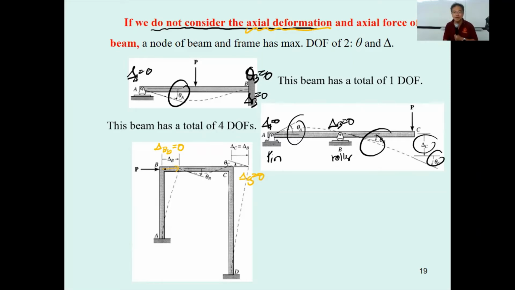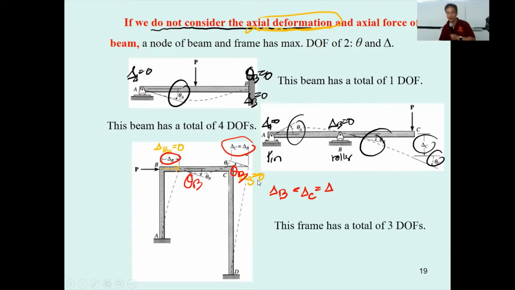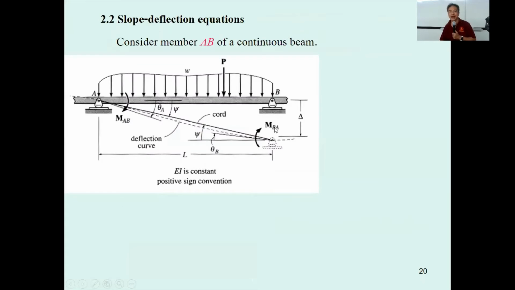And since the beam BC has no axial deformation, you will get delta sub b equal to delta sub c equal to delta, and you get the zeta sub b. That is 3 degrees of freedom for this one. Then you guys go back and try to review this kind of thing. It requires you guys to use it in the examination.